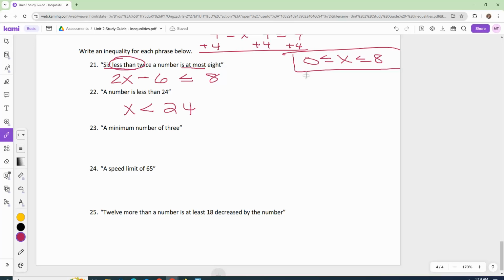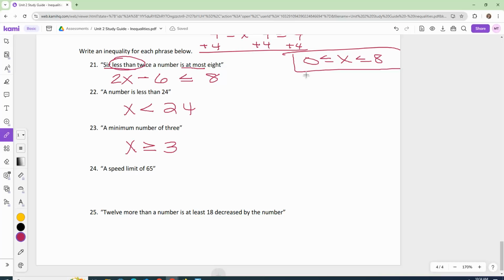A minimum number of 3. So what does that mean? X, and the arrow that way, yeah. And then 3. Okay. The minimum is 3. So that means it can be 3 or more. So x is greater than or equal to 3.